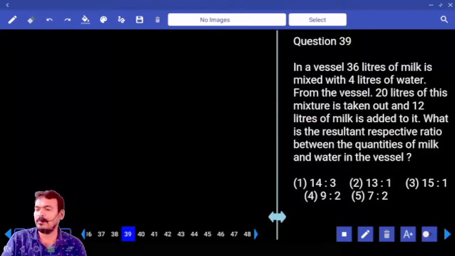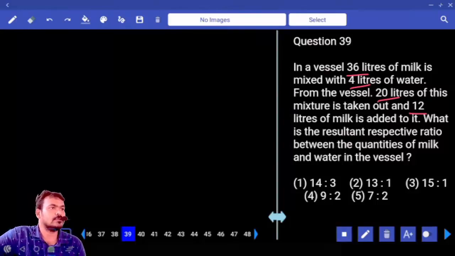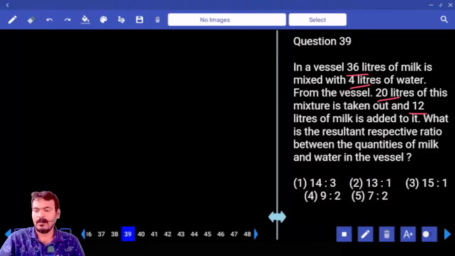First, what is the initial mixture? 40 liters. Out of 40, how many liters are taken? 20. What is the remaining quantity? 20 liters. Again, how many liters of milk is added? 12 liters. 20 plus 12, 32. Means total quantity of the mixture is how much? 32 liters. What is the first option?